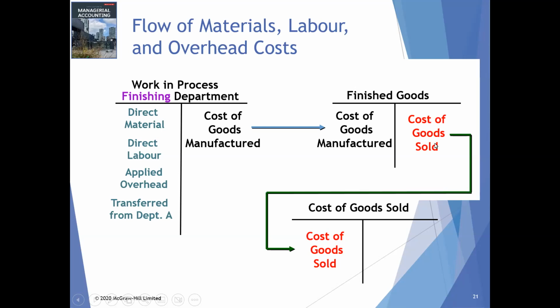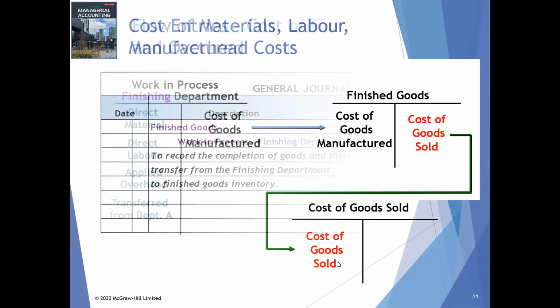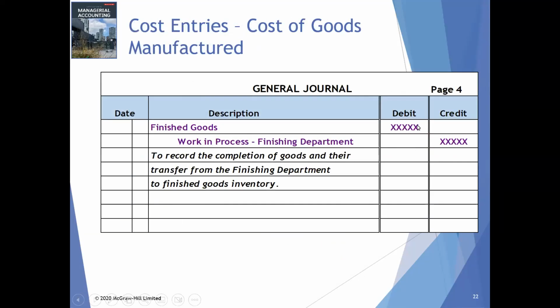The cost of goods sold. Some of the goods will be sold, some of the goods will remain as closing stock in the finished goods. So the cost of goods sold will be transferred to the cost of goods sold account. Now the entry: finished goods is debited, work in progress finishing department is credited. So the finished goods department will have this much quantity of material, maybe 5 cars, and work in progress in the finishing department will be reduced by that 5 cars amount.